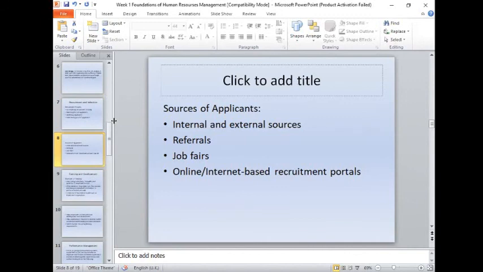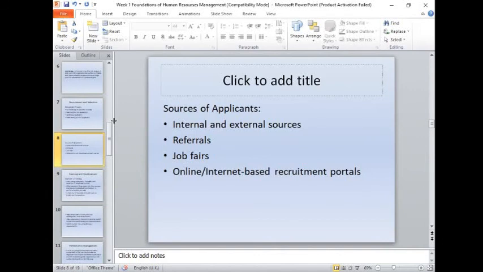Internal sources can be from inside the company, especially if there are vacant positions and there are existing employees who want to transfer to another department or from one position to another. That will be a case of internal recruitment.